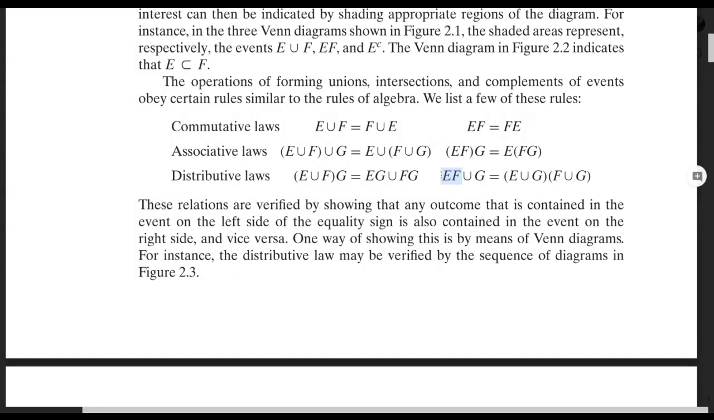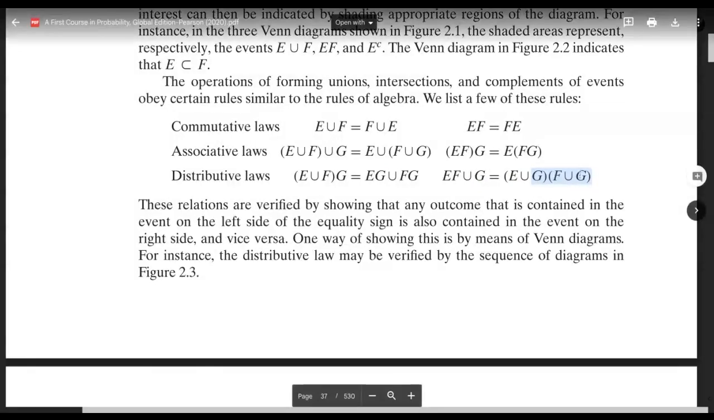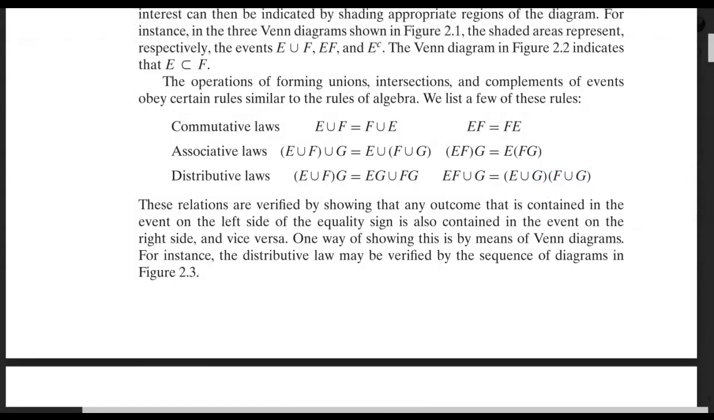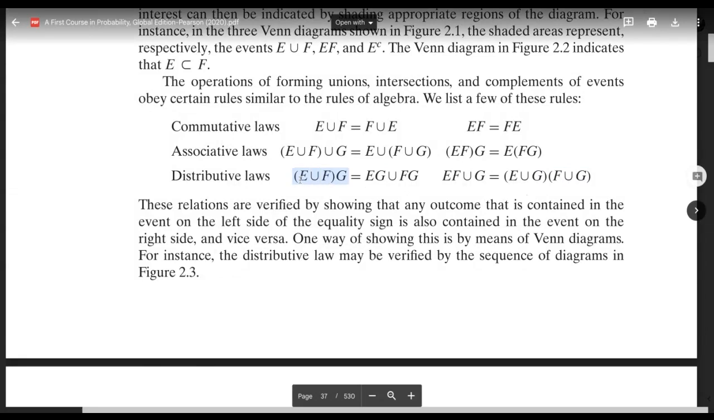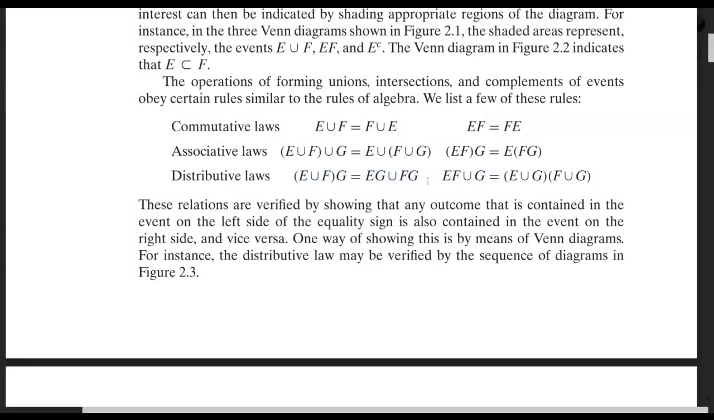So this is E intersected with F first, then union with G. Right? Then union with G. So what do we do? We distribute G. So we do E union G, then intersect with F union G. Right? I think this is called De Morgan's law. But anyway, we'll see later.